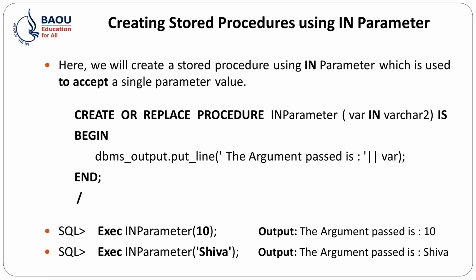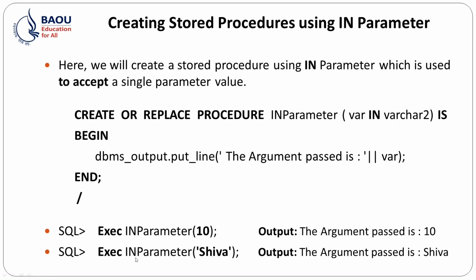Now execute the procedure using exec, then procedure name and parameter. So here the procedure name, in the bracket 10. So 10 is stored in the where variable, and the where variable displays the 10. So the message is the argument pass is 10. See the output.